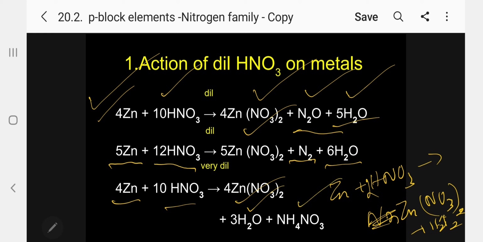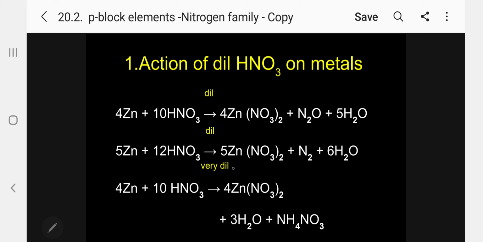Kindly follow. Very dilute. I have indicated that as very dilute conditions, meaning excess of water. But we are using only 10. So water is in excess. In that case, instead of N2 or N2O, ammonium nitrate is formed. Please follow.